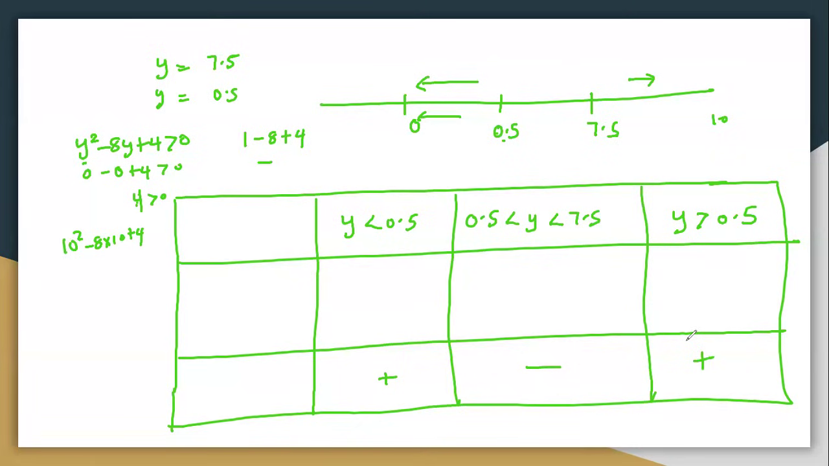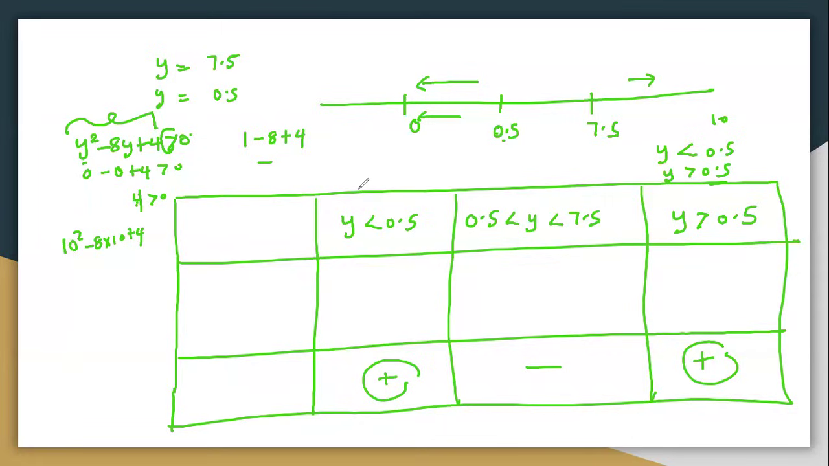Now, what does it mean? The region which gives us a value that is greater than 0 is this region here and this region here. So your range will be the values y less than 0.5 and y greater than 7.5, because they satisfy this inequality, they are greater than 0. Members, let me know whether we have understood that.